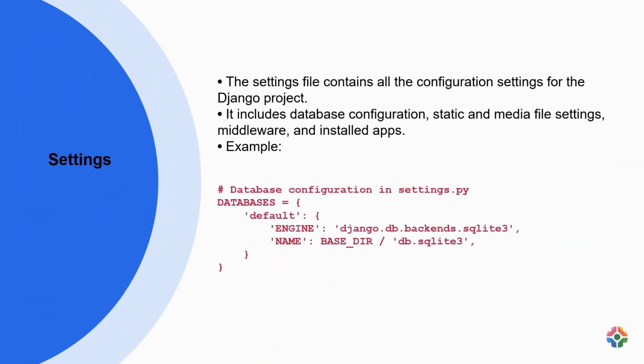The settings file in a Django project stores various configuration settings. This encompasses database configuration, static and media file settings, middleware configurations, and installed apps. For instance, the database configuration within the settings.py file involves specifying the database engine and name. In the provided example, the DATABASES dictionary within the settings file specifies the default database engine as SQLite 3 and the name of the database file as db.sqlite3, using the BASE_DIR variable to define the file path.